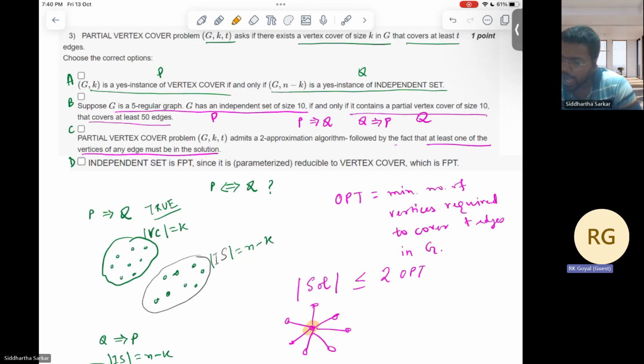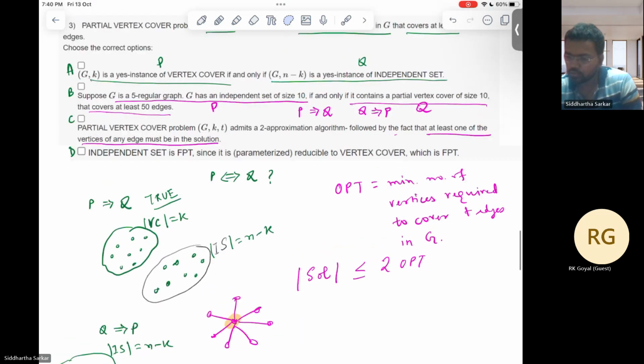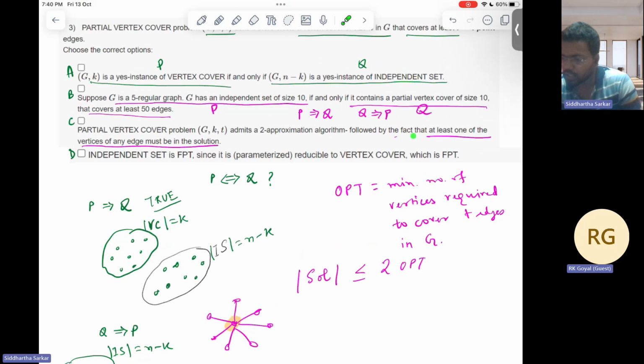But according to this question, at least one of the vertices of any edge must be in the solution. Yes, but now I have taken t by 2 number of the vertices, and that will definitely constitute a vertex cover. My point is... okay. So this statement is incorrect, and the reason is the following. They're saying that because of this simple fact that at least one of the vertices of any edge must be in the solution, the partial vertex cover problem should have a two approximation.